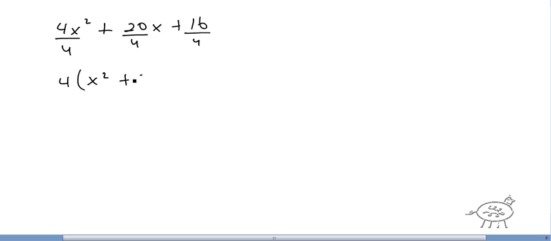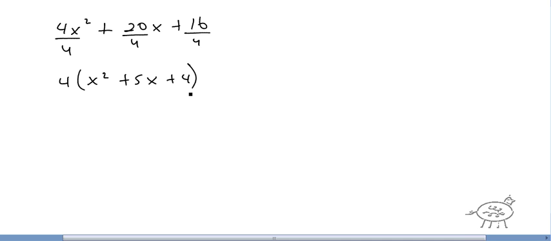Try a few more, and then that'll be it. Let's try 4x squared plus 20x plus 16. Okay, definitely take out a 4. So you get 4 parentheses x squared plus 5x plus 4.